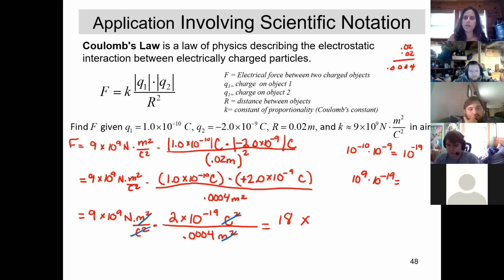When you multiply like bases, you add their exponents. So you'll have 10 to the negative 10.